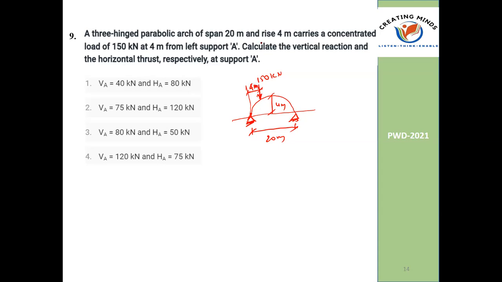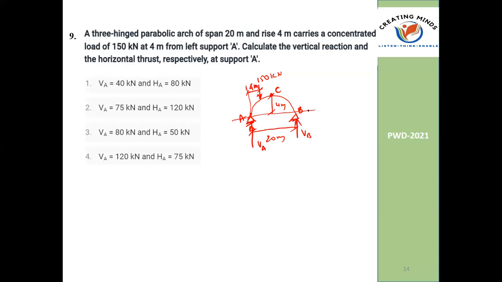At a distance of 4 meter. Calculate the vertical reaction. He is asking what is the value of VA. Take this as A, B, and a 3-hinged arch. Here you have the ground, C. Here you have one more hinge. What is VA and VB?